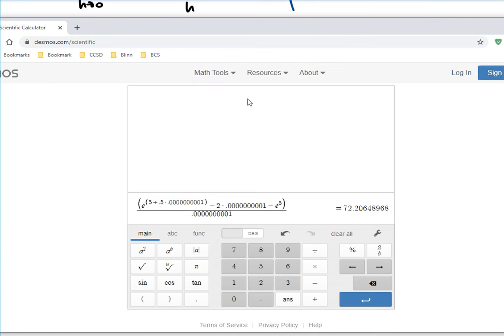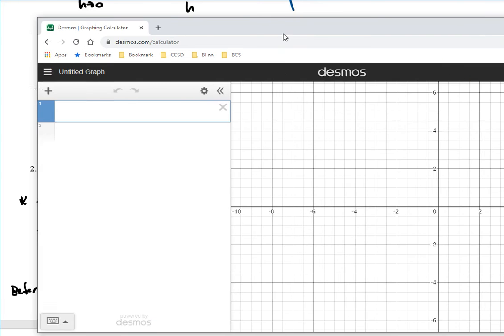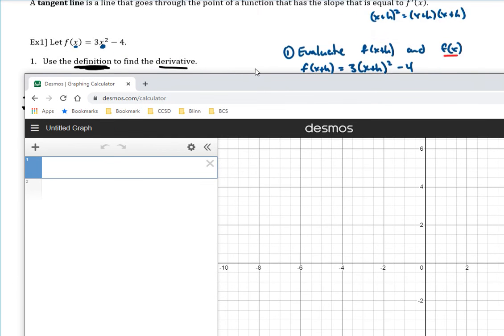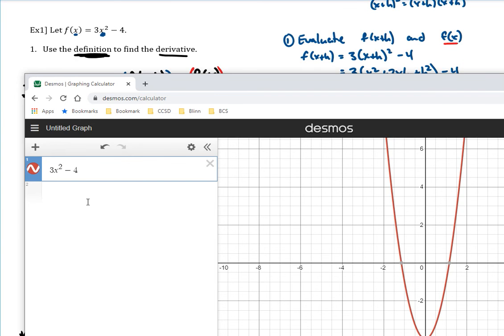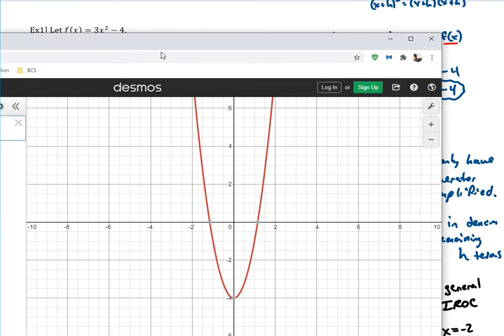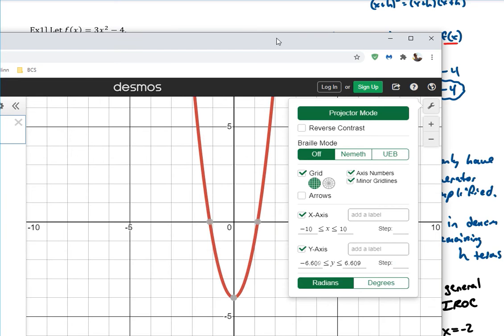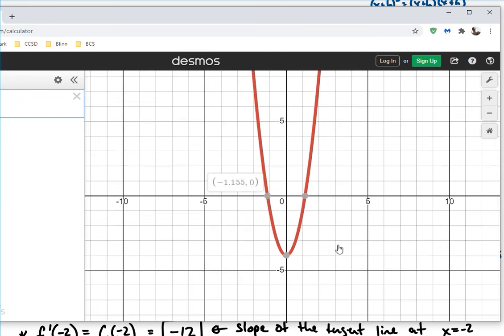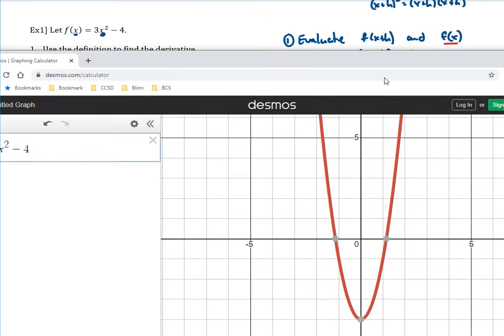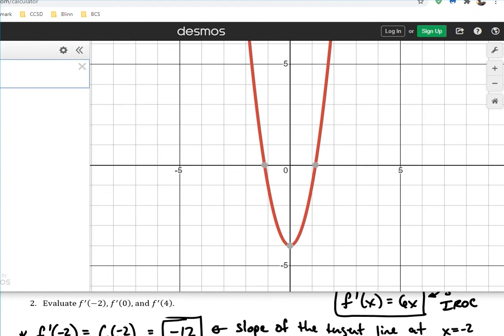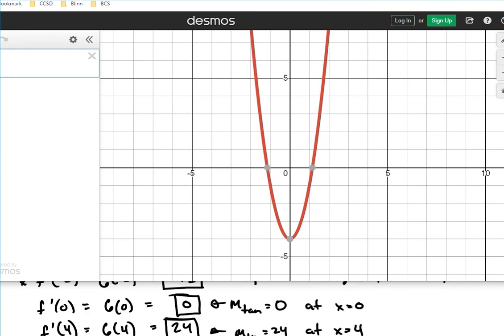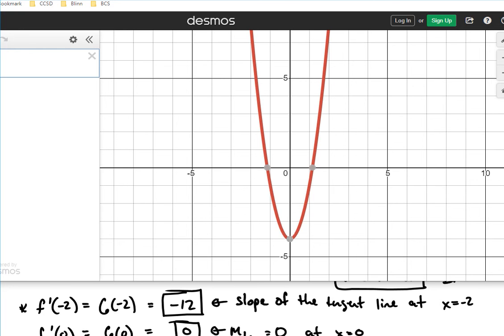Okay, so I've got my scientific. Let's go to the graphing. I'm going to plug in the original function, so 3x squared minus 4. Okay, so I've got 3x squared minus 4, like that. I've got my projector. Let's do projector mode. So that's the original function. Let me try to see it all. They tell us what the slope is.